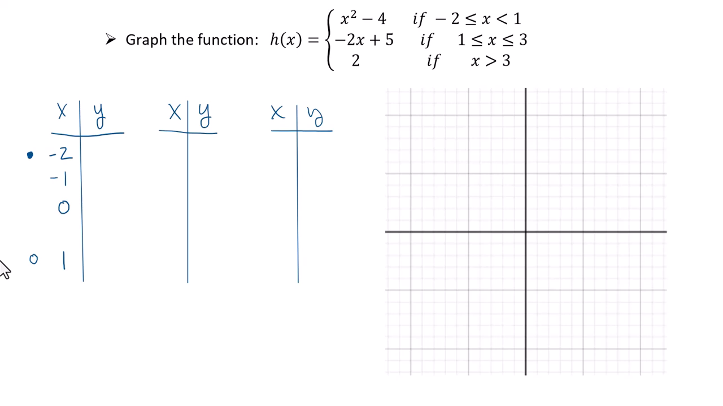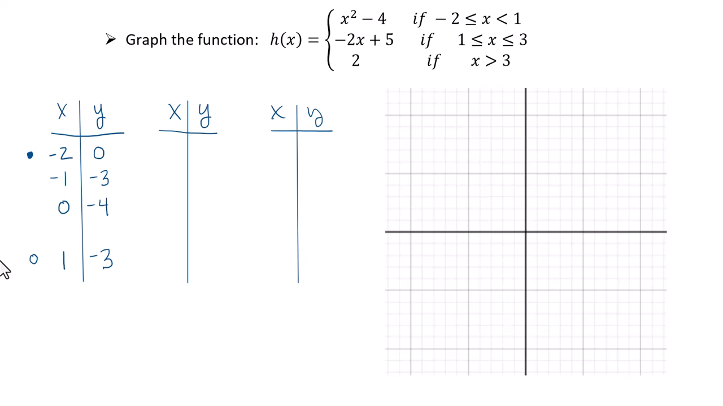-2 put into the h of x function we put in here. -2 squared is 4. 4 minus 4 is 0. -1 squared is +1. Minus 4 is -3. Put in a 0. That's 0 minus 4 is -4. And let's put in a 1. 1 squared is 1. Minus 4 is -3.